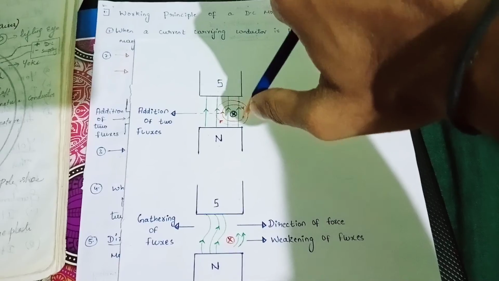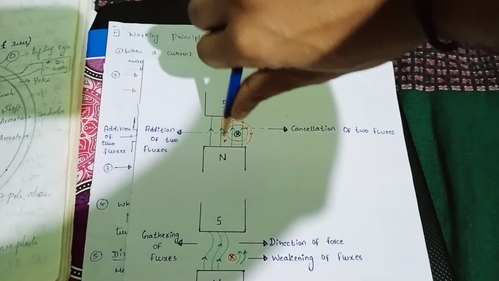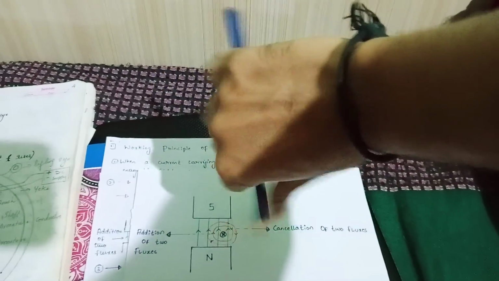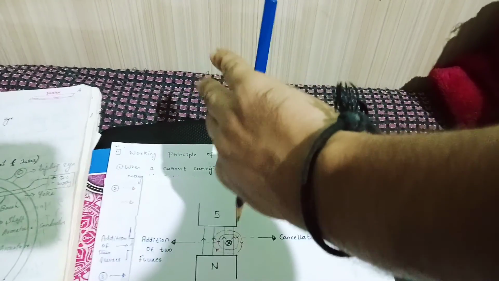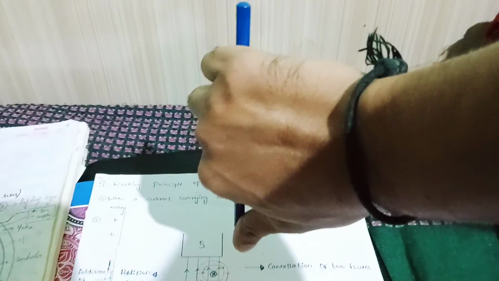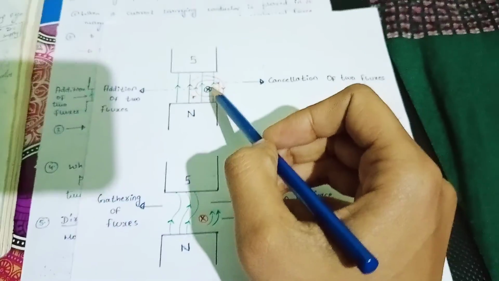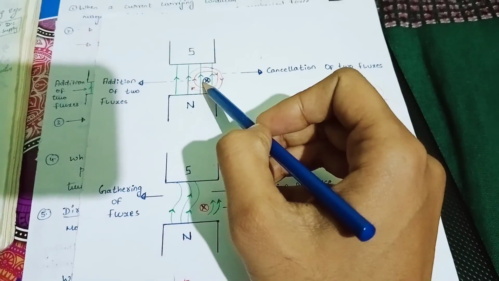In this, we are assuming that the conductor is carrying a current inwards. Since it's carrying current inwards, what happens? This forefinger indicates the direction of the field created by the armature conductor, which is in the clockwise direction. So the field created by the armature will be in the clockwise direction.